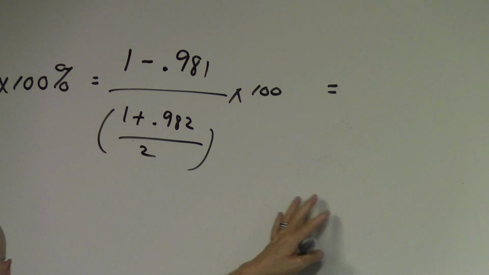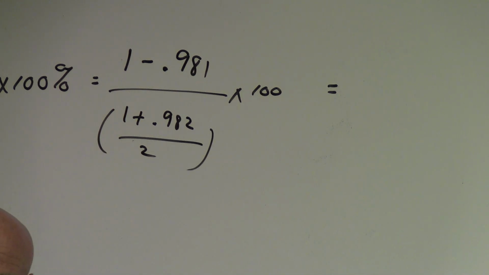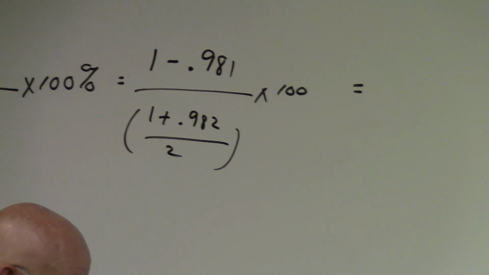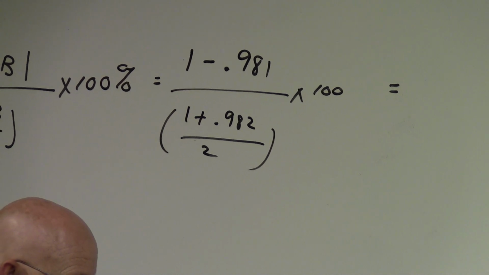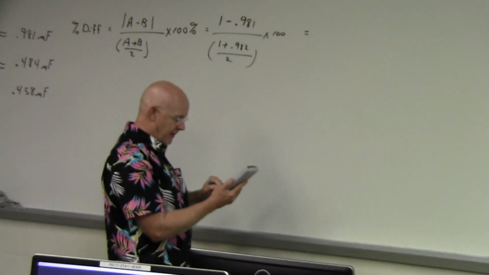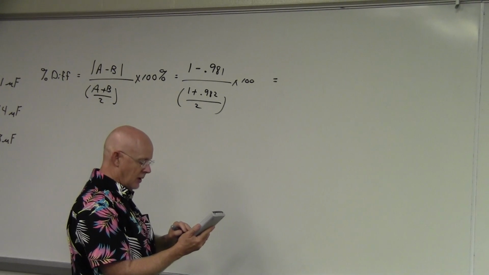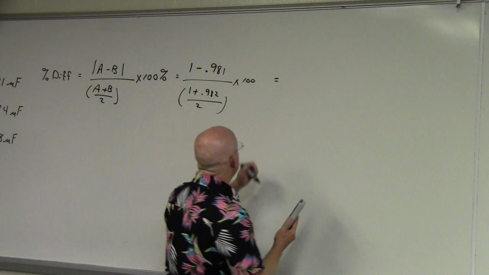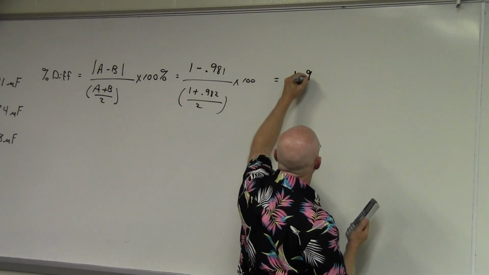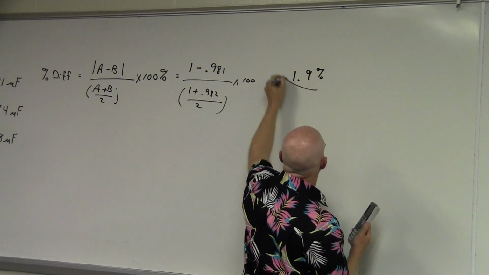And if it'll be okay with you, I won't actually write this out. This is the kind of stuff I'm going to let you continue to do the calculation on. And so if I take the 0.019 in the numerator and divide it by 0.991 and multiply that by 100, I'm at about 1.9%.